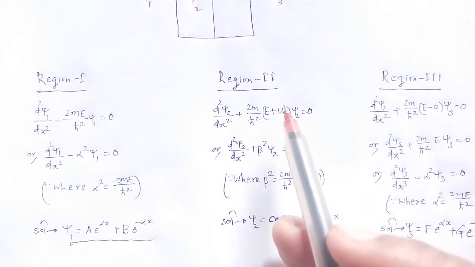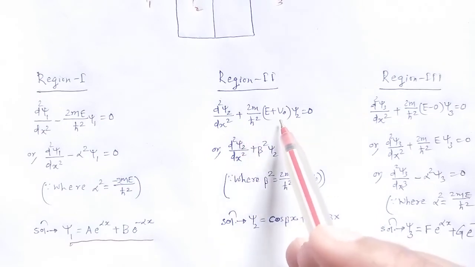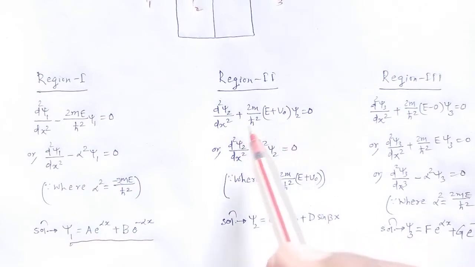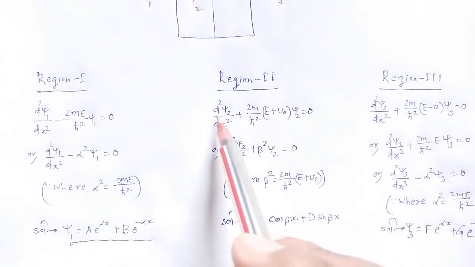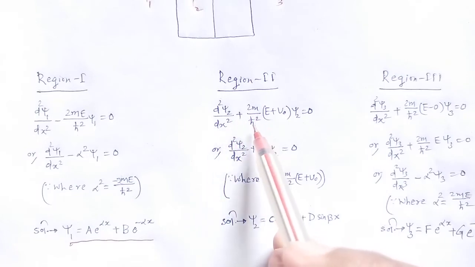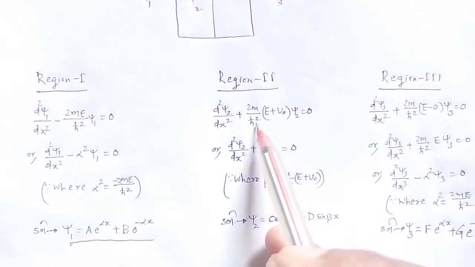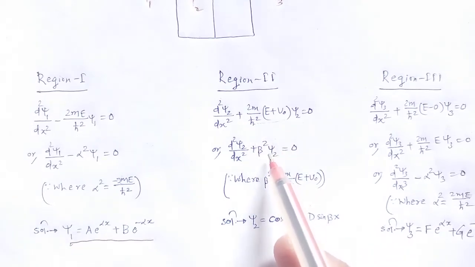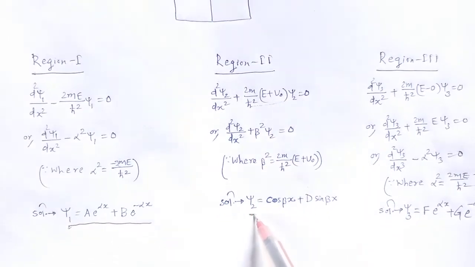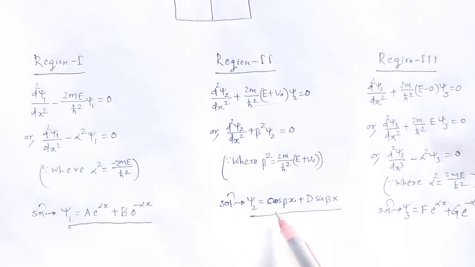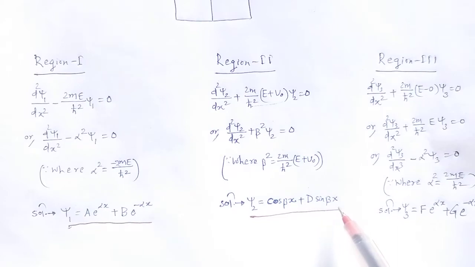In region 2, similarly, the time independent Schrodinger equation is applied, so that will be d square psi 2 by dx square plus 2m by h cross square (E plus U naught) psi 2 is equal to 0. That term is treated as a constant, beta square. So the solution will be psi 2 is equal to C cos beta x plus D sin beta x.